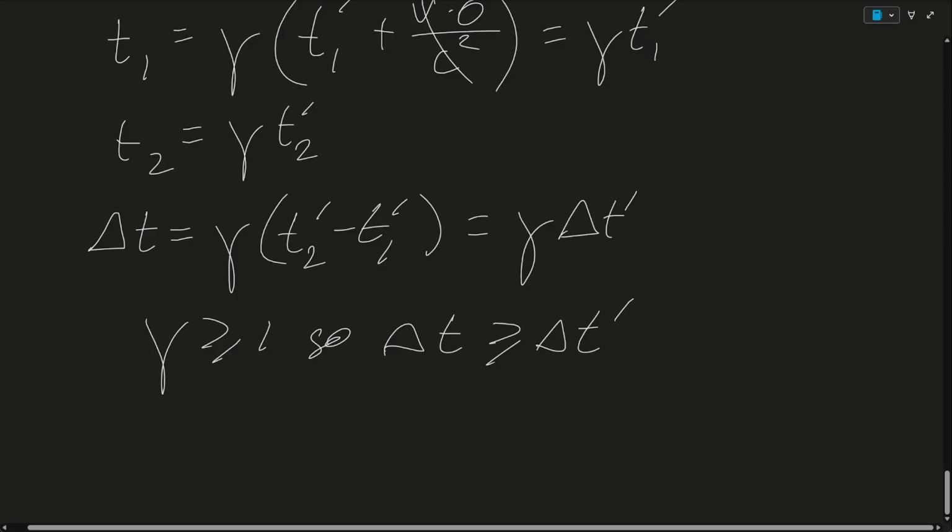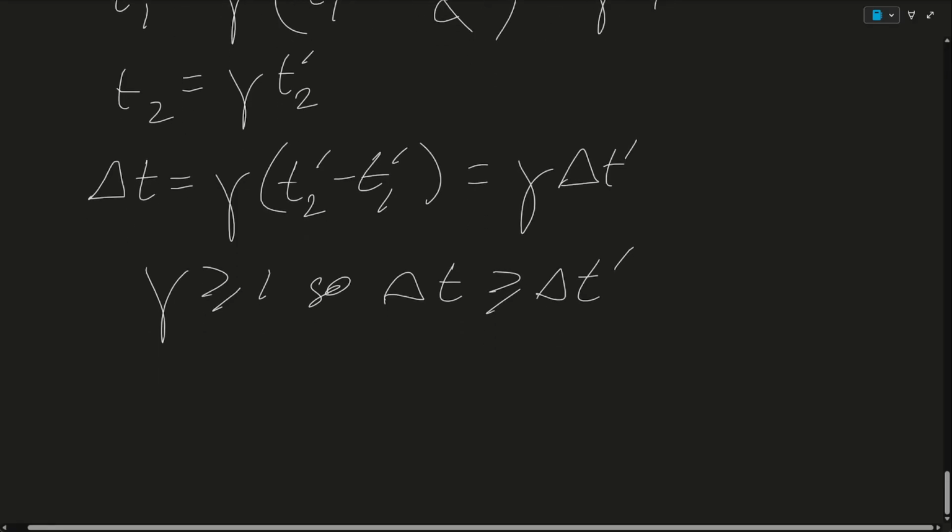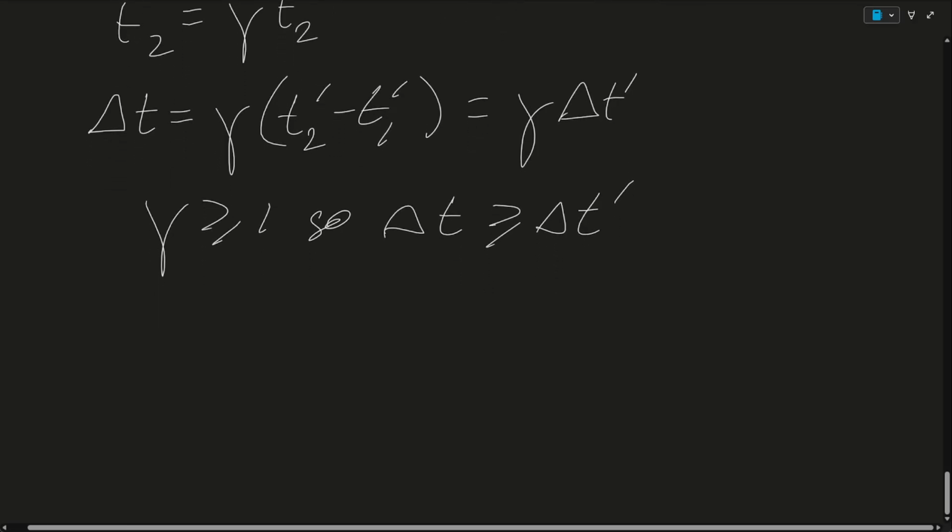At very low speeds gamma is very, very close to 1, but of course as v increases, gamma is going to increase, and so this time dilation becomes more noticeable as you're moving at a faster speed. And you can see that by analyzing the variables in gamma, because of course it's a fraction.